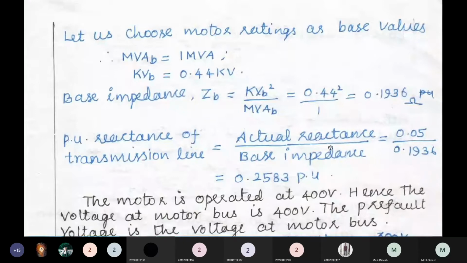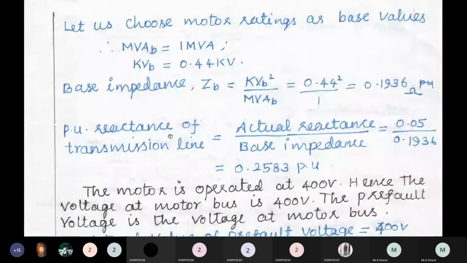Once you determine the base impedance, we have to find the per unit reactance of the transmission line. The actual reactance given in the problem is 0.05. Base impedance is 0.1936. So 0.05 divided by 0.1936. The value is nothing but 0.2583 per unit.